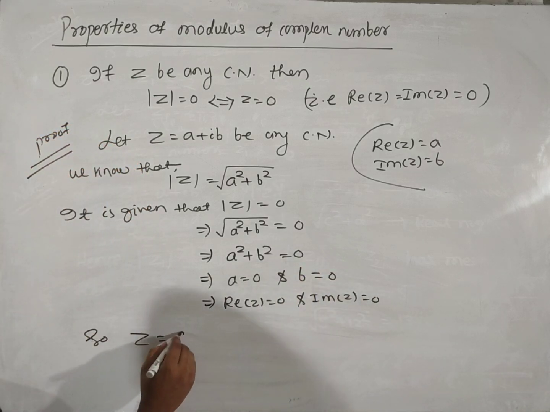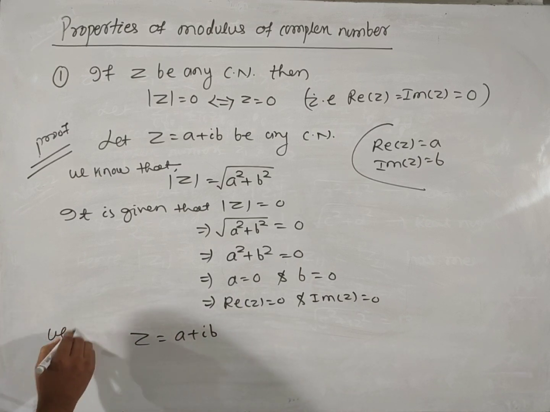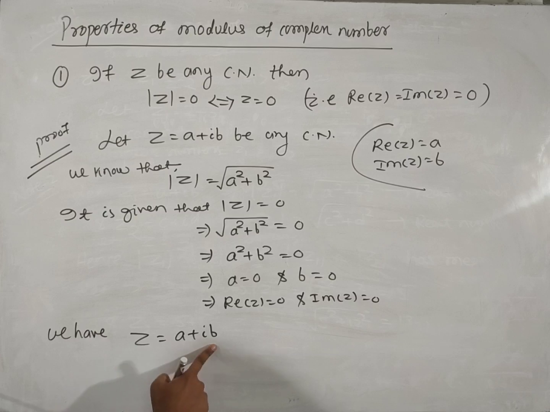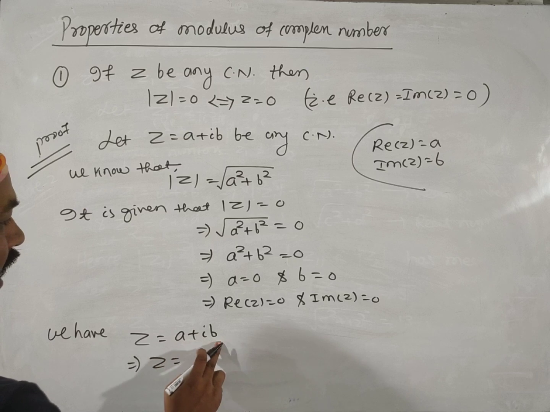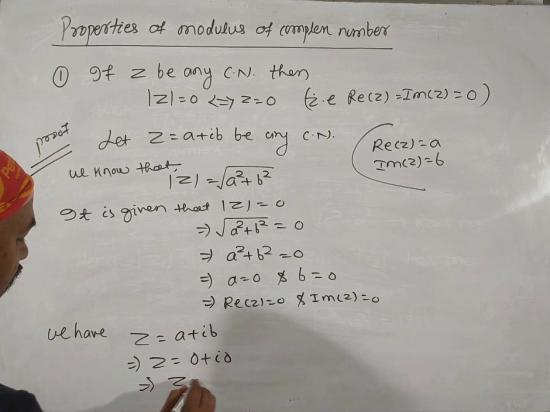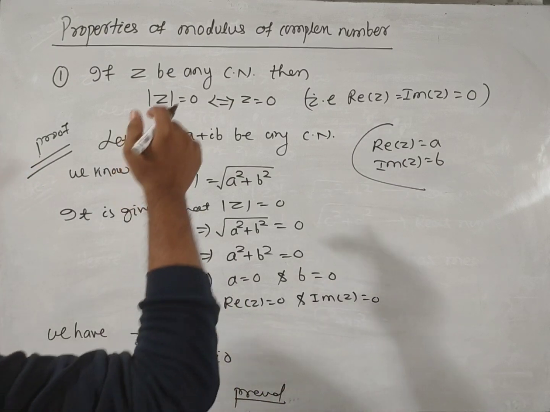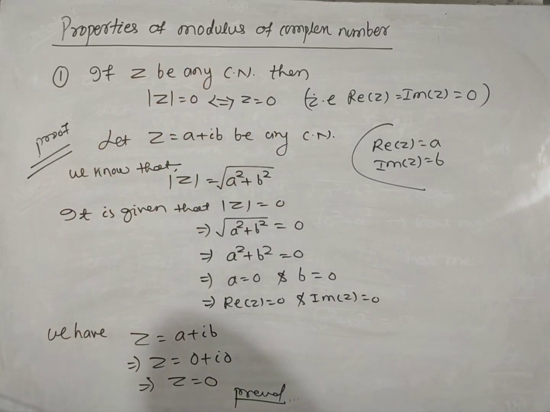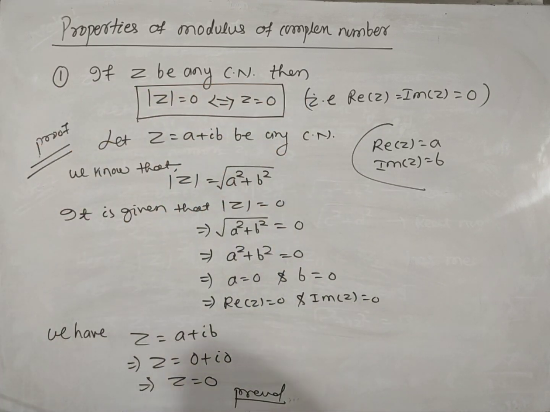So Z is equal to a plus ib. We have Z is equal to a plus ib. That implies Z is equal to, in place of a and b, we can put the value. So it is 0 plus i0. That implies Z is equal to 0. So here it has been proved. You can also prove this from the right hand side towards the left hand side. So here it is all about the property number 1. It is the first property. Then next let us go through the second property.